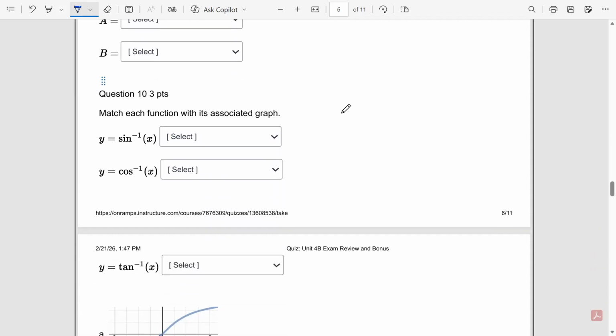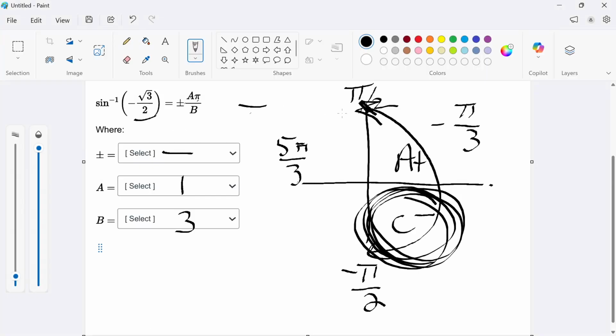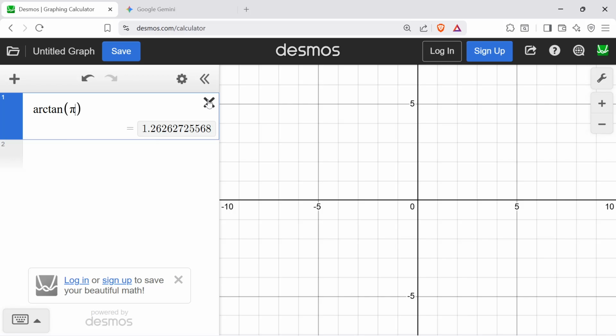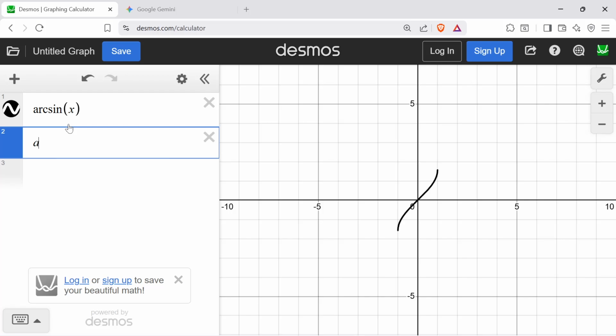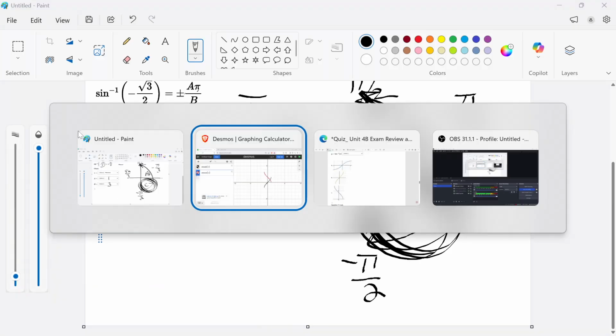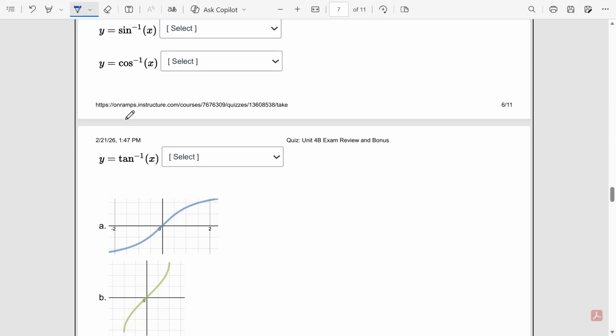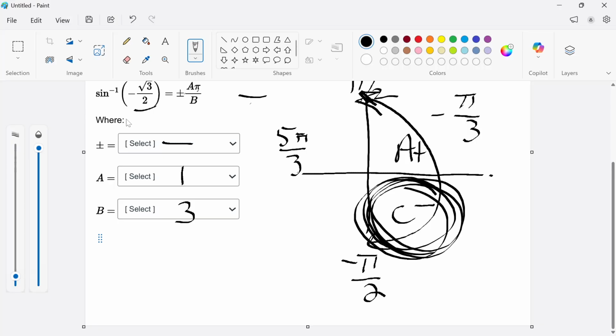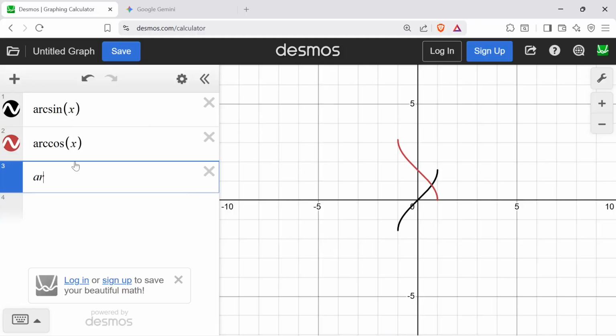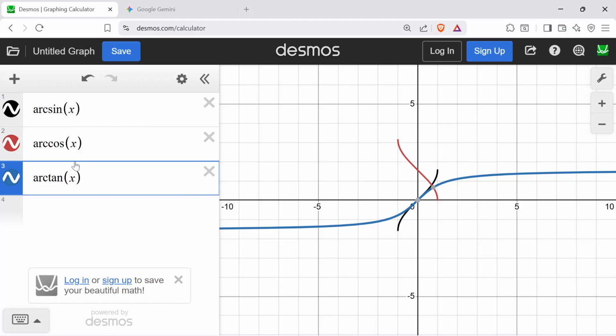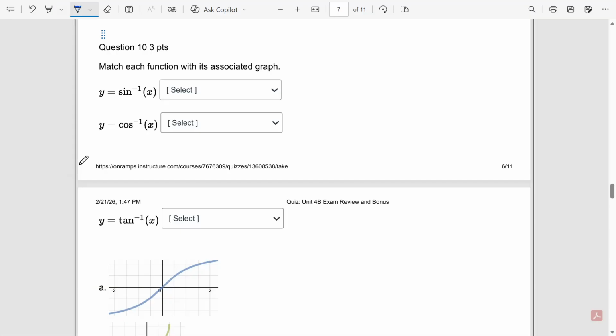Okay, question 10, match each function. Well, this one you just have to know what they look like, so let me write these in here. Arc sine of x is the one that goes from down to up. Arc cosine is going to go from up to down. You just have to know what your parent functions look like. So down to up is arc sine, so arc sine is B. Arc cosine is C. And arc tangent looks like an S that's been elongated and sideways. So that's A. So this is B, C, A.